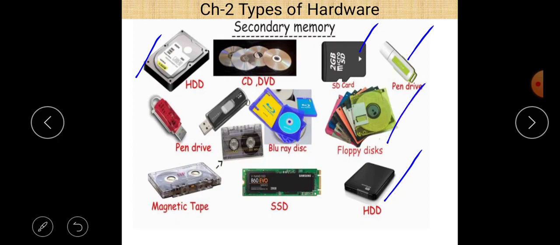Then the floppy disk, it is already outdated, not used nowadays because of its limited capability. They can store data up to 1.4 MB only. And Blu-ray disc is similar to CDs, but it can store much more data than CDs and DVDs. These are the pen drive, magnetic tapes, SSD. So these are the types of secondary storage.